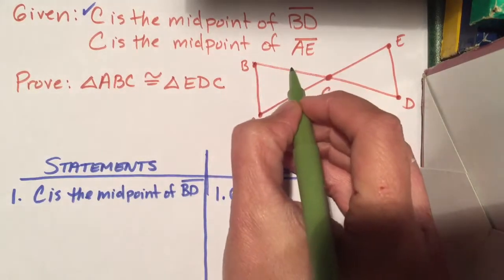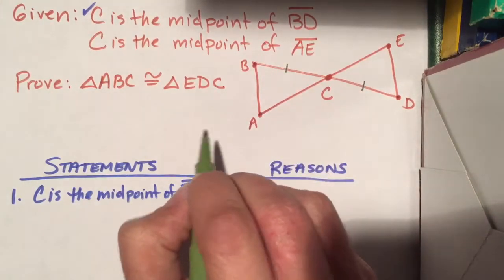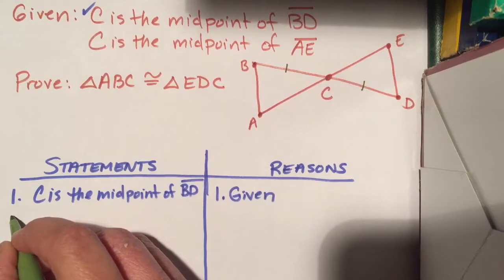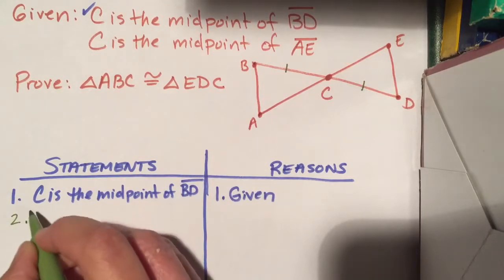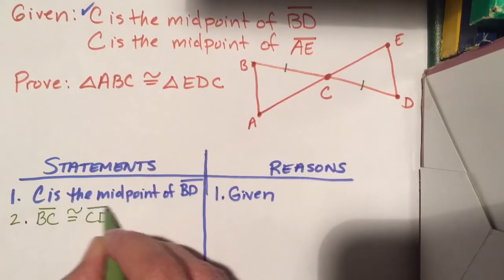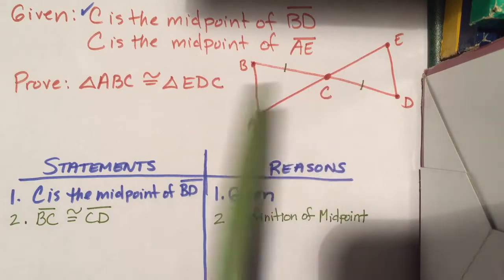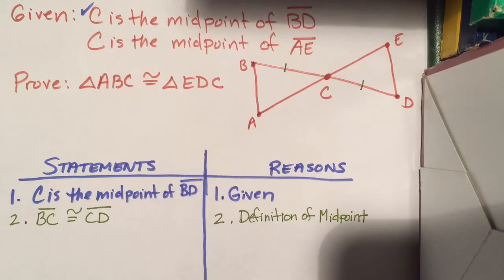So if you look at this, C is the midpoint of BD. What does that tell us about BC and CD? If C is right in the middle, that means BC and CD must be congruent to each other. So, because of the definition of midpoint, I can say BC is congruent to CD by the definition of midpoint. And you'll just write, there is no postulate, so it's just the definition of midpoint. As you can see, all I've done is mark these two sides congruent based on what I knew about midpoint.